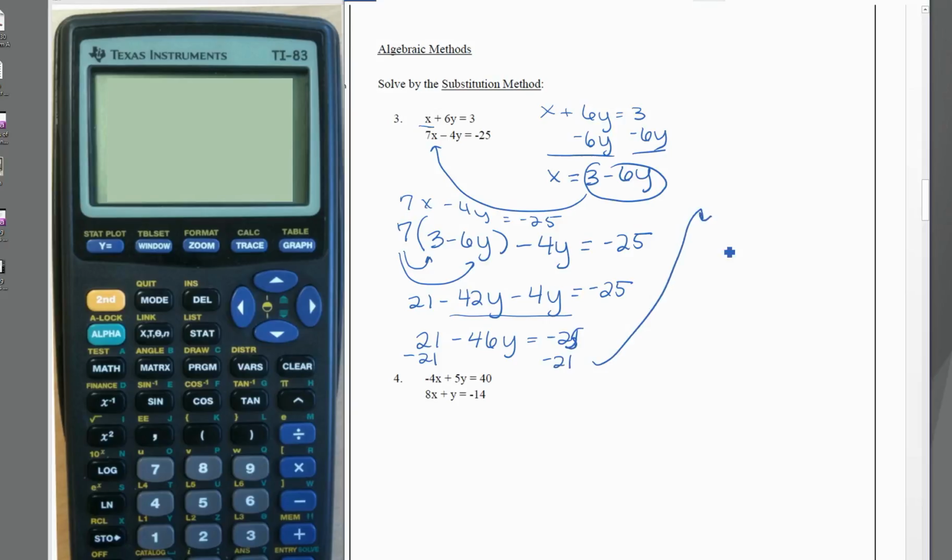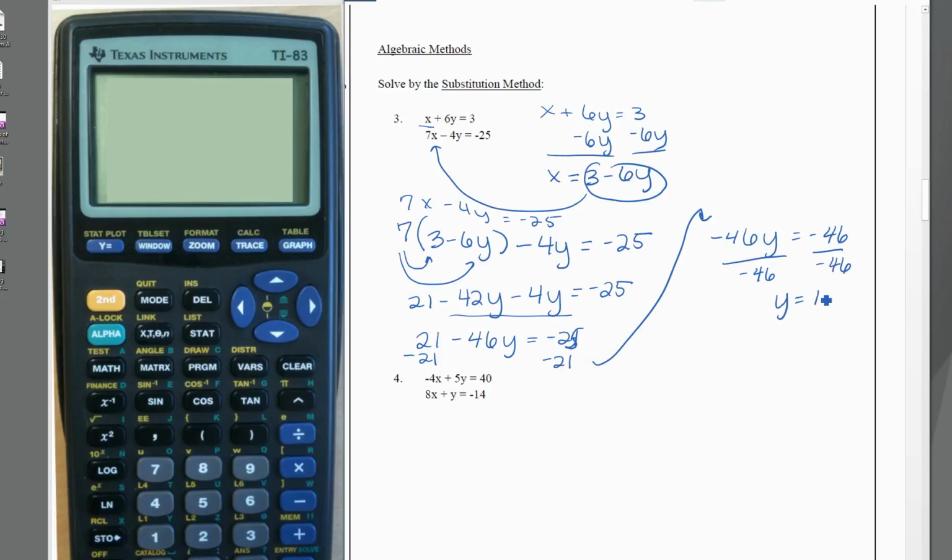Sorry, I ran out of room, so I'm going to come up here. So I have negative 46y equals negative 46. So I'm going to divide both sides by negative 46. And here we see that y is equal to 1. Okay, so that's our y coordinate.